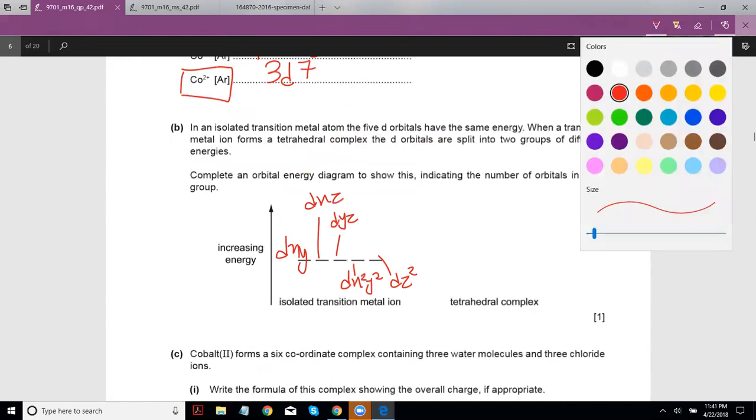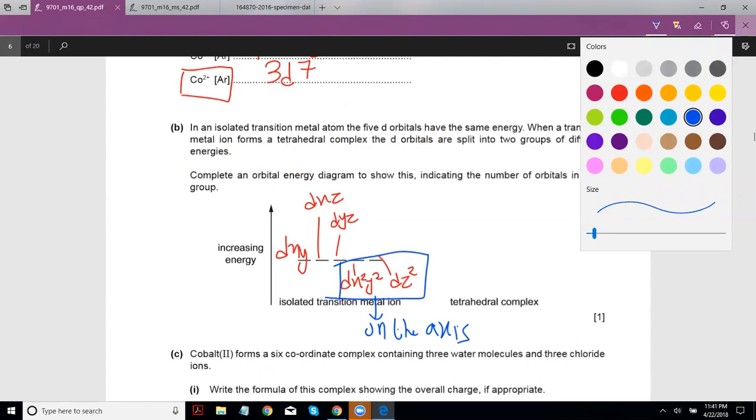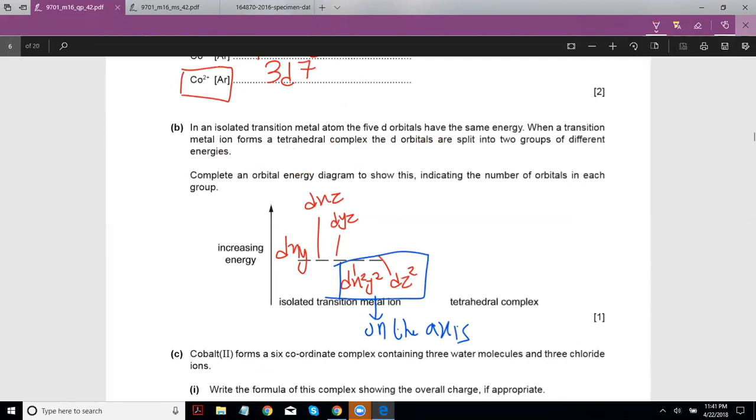The important thing to remember is that these two can be considered to be on the axis. So if the ligand approaches from the axes, it will repel these two to a higher energy level. However, in the case of a tetrahedral complex, the ligand approaches between the axes, so it repels these three to a higher energy level. Am I saying it right? That is right. So you have these three, and then you have these two. These two went here, and this one went there.